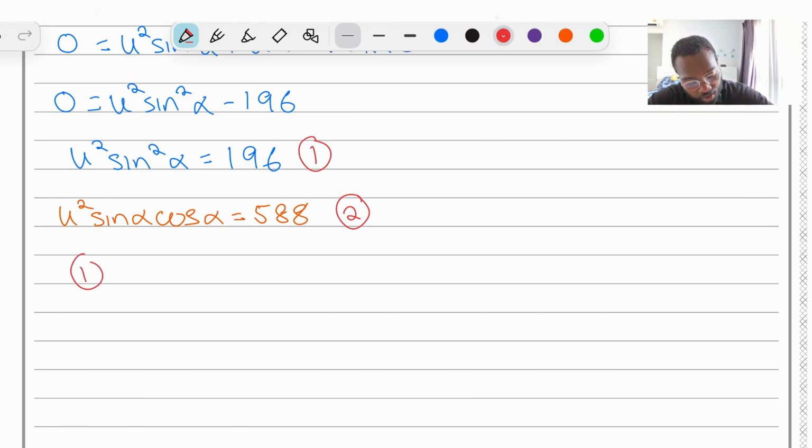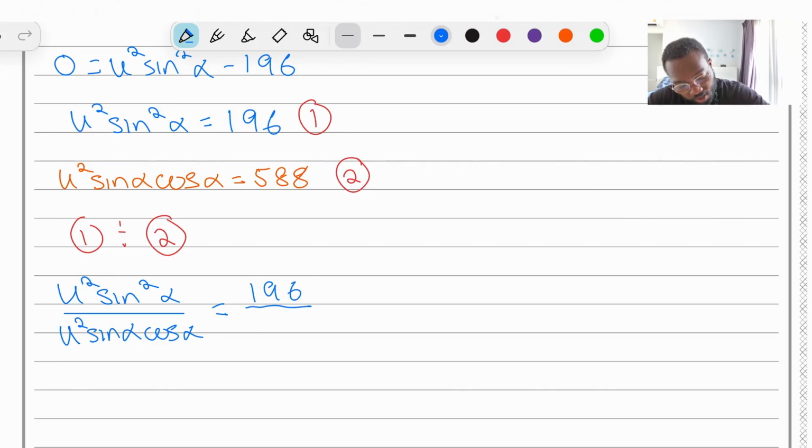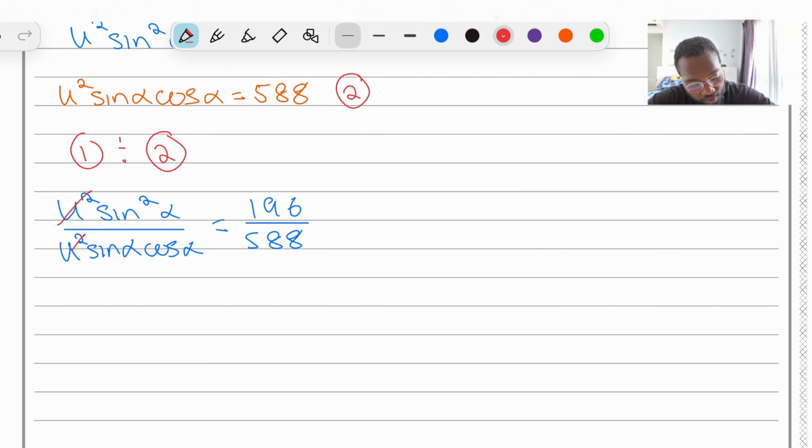Because if we do that, we should just end up with just a sine alpha. So if we do that, we get u squared sine squared alpha over u squared sine alpha cosine alpha, and that is equal to 196 over 588. So the u squareds cancel out. One of the sines cancels out with the sine alpha. And actually, this all cancels out as well. This will be a 1 and this will be a 3.